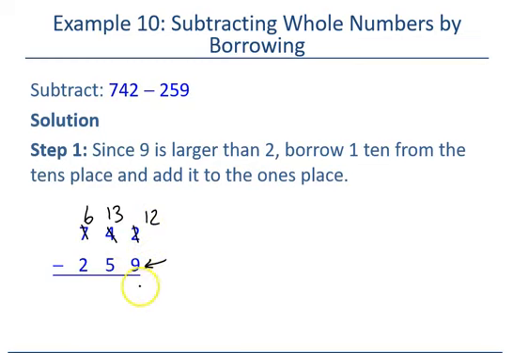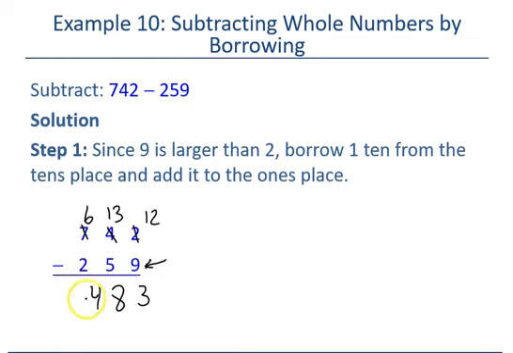So 12 minus 9 is going to give us a 3. Okay, 13 minus 5. Well, to get to the 10, that's a 3, and then you can go 2 more, and that's going to be an 8. And then 6 minus 2, that's going to give us 483.